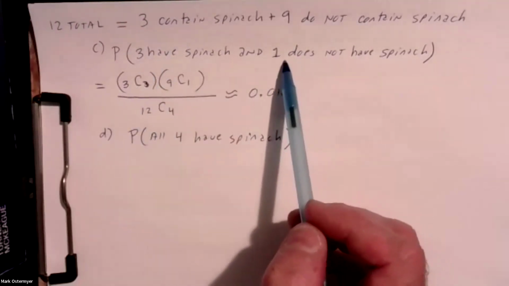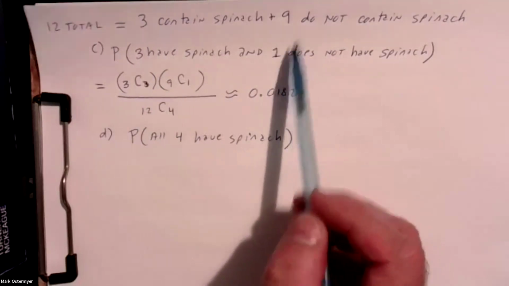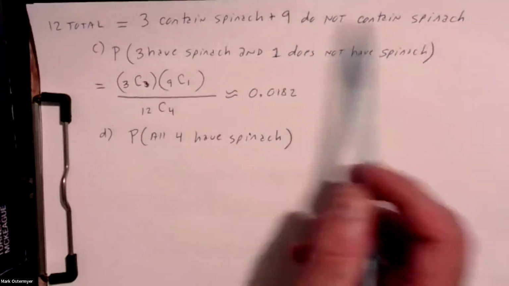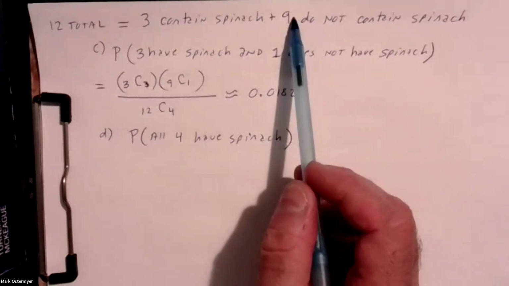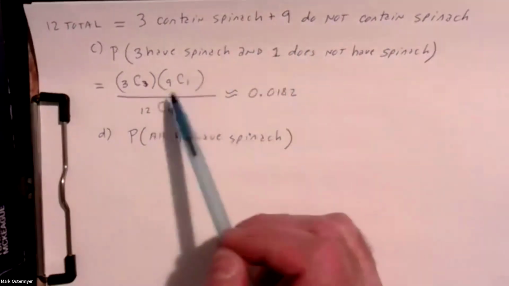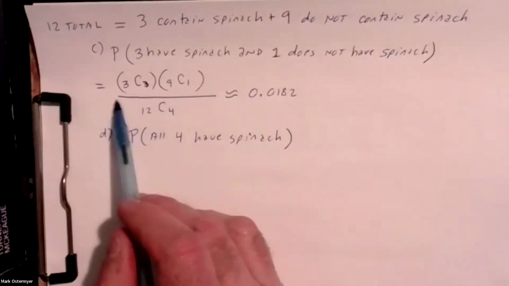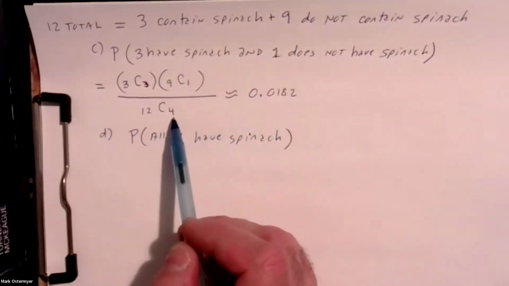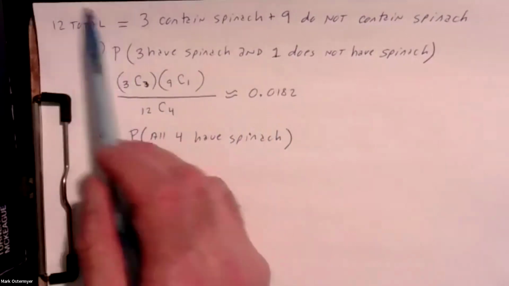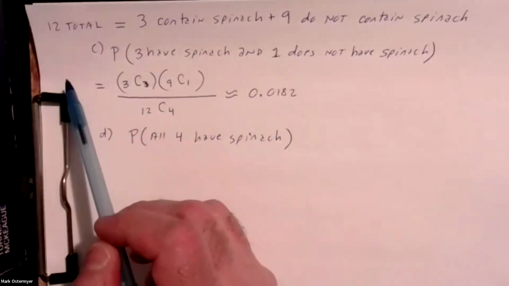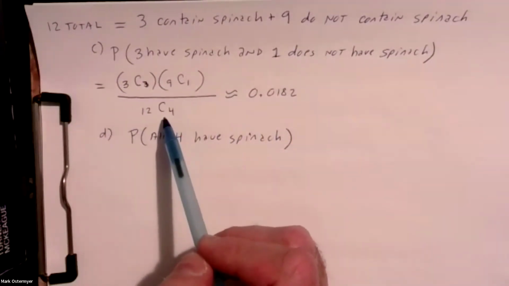And how many ways can I choose 1 remaining entree of the 4 that does not have spinach if I have 9 of them to choose from, if order doesn't matter? How many ways can I choose 1 from 9 if order doesn't matter? 9 in combination with 1 way. Divided by, what's the total number of ways in which I can choose 4 entrees from 12 entrees totally, if order doesn't matter? 12 in combination with 4 ways.